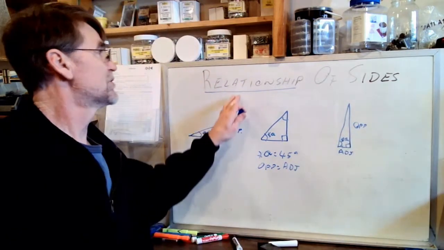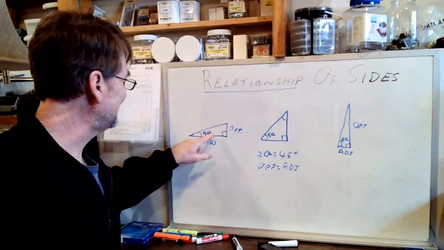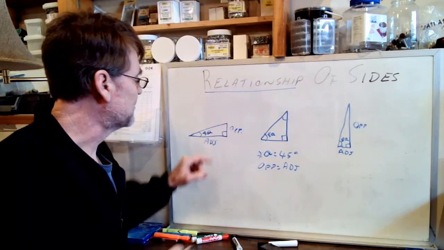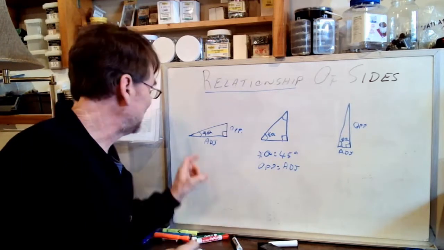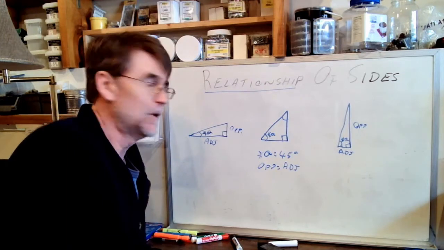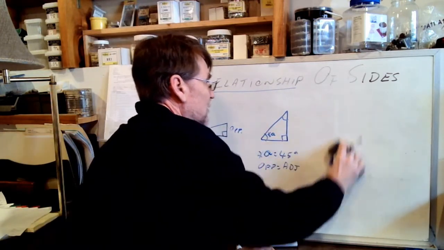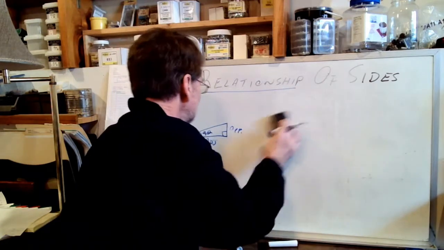So there's a relationship here which will always exist. For any given angle, the ratio between the length of one side compared to the other will match. That's what the relationship of sides is all about. Mathematically, what does this look like?